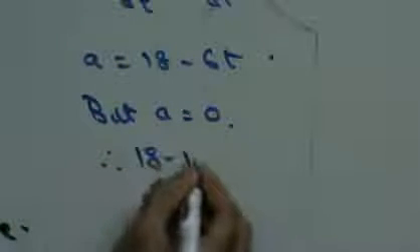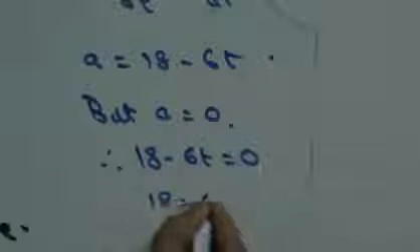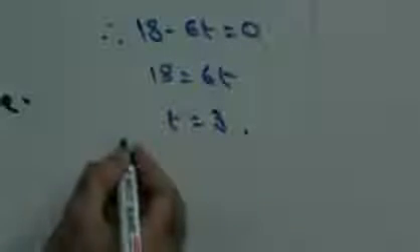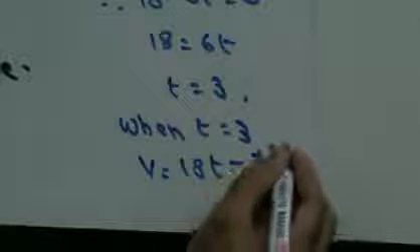Once you have the value of acceleration, they have given you that acceleration is 0. That means I can say 18 minus 6t is 0, 18 is equal to 6t, t is equal to 3. Now when t is equal to 3, what will the velocity be? Velocity we said is 18t minus 3t square, so 18 into 3 minus 3 into 3 square. Right?